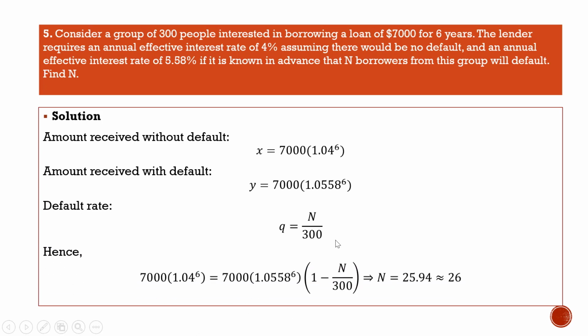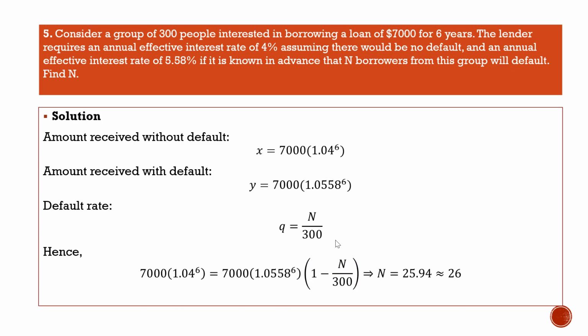So use the equation X equal to Y times 1 minus Q. We got 7,000 times 1.04 to the 6 equals 7,000 times 1.0558 to the 6 times 1 minus N over 300. So N is around 25.94, around 26 borrowers. So among these 300 people, around 26 will default. That means they will fail to pay off the loan, fail to return the debt.